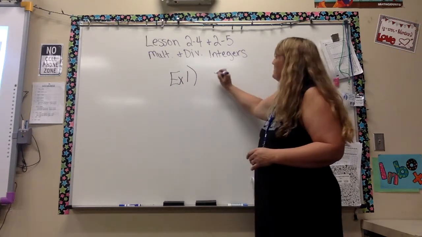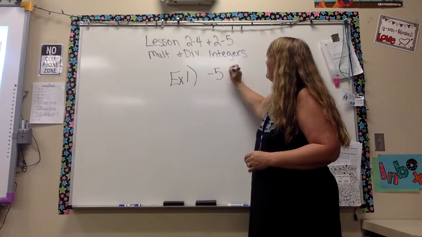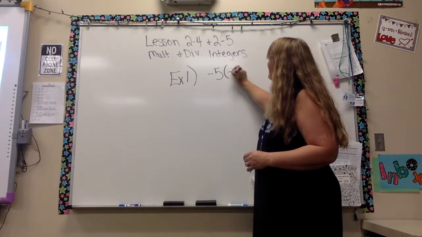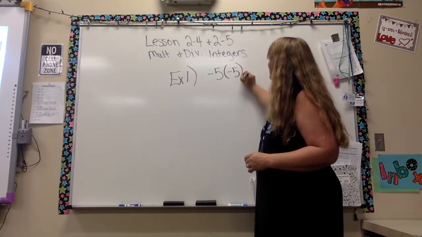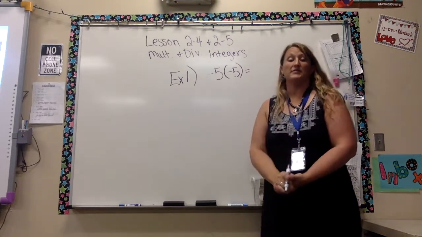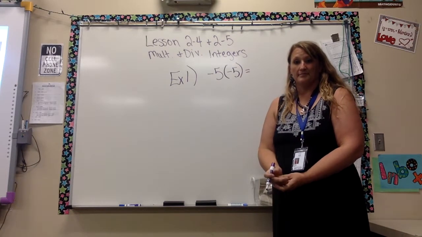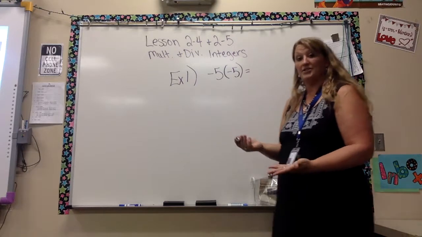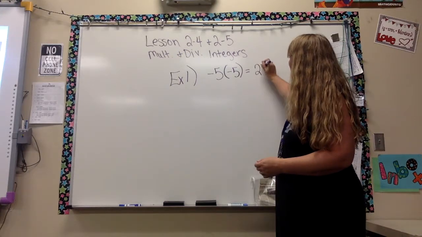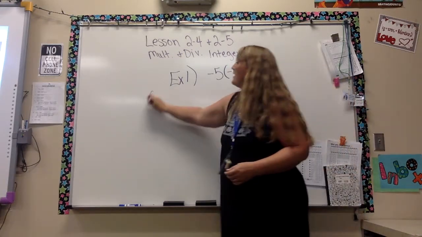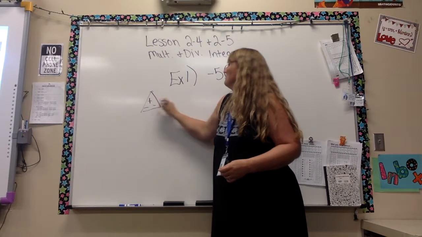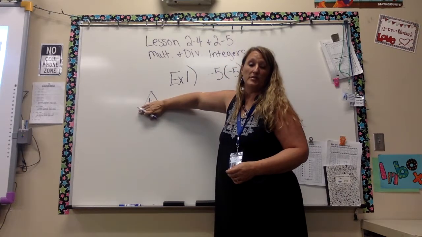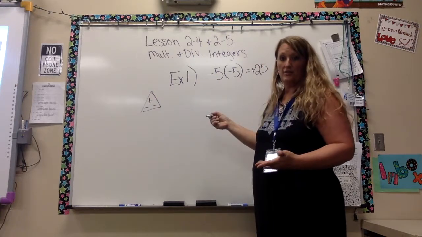Example 1 is going to be negative 5 times negative 5. Pause the video. Okay, did you get positive 25? Remember that a negative times a negative is always a positive. Okay, let's try another example.